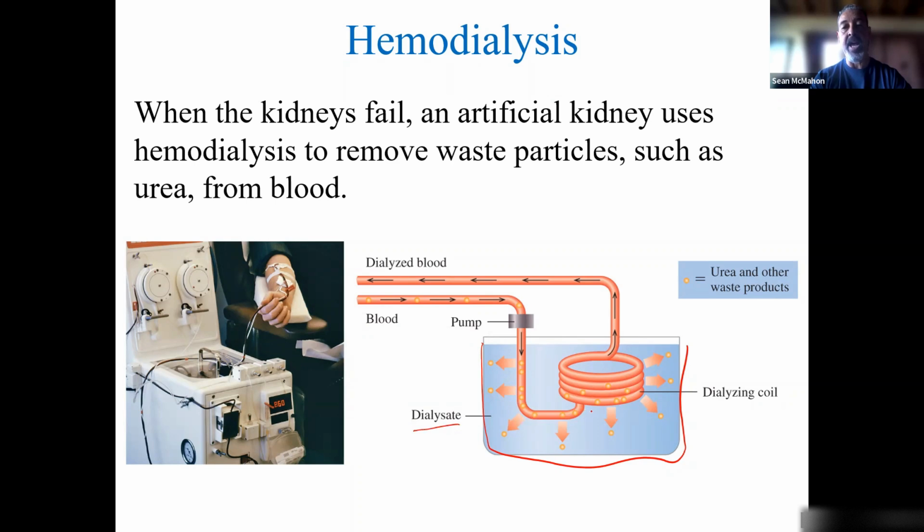And what'll happen is now your waste products can go through the semi-permeable membrane and be essentially pulled out because they can pass through. So as a result, you get rid of the urea and other waste products as it goes through the system, and then it returns through a return phase to the patient, and now it's clear of the urea. And you can see that it actually has these coils.